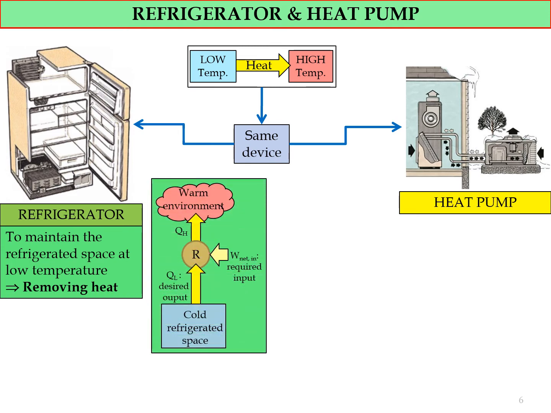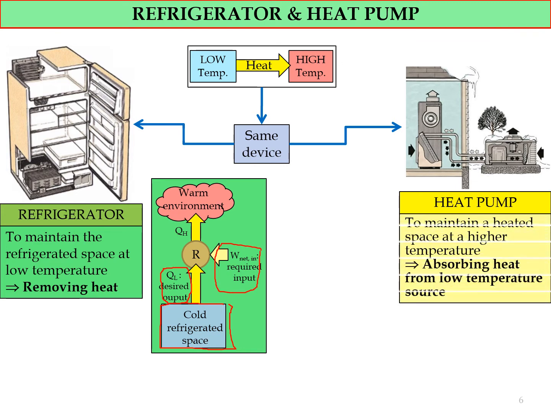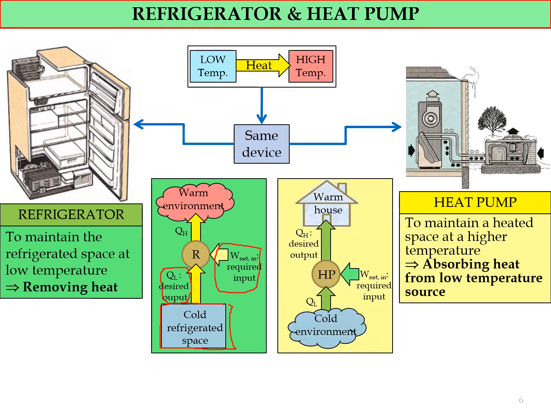As you can see here, the refrigerated space is down here, and this is the desired output, QL, with the net work in, and then the heat is transferred to the environment. Whereas the function of the heat pump is to maintain a heated space at a higher temperature by absorbing heat from a low temperature source and transferring it to the high temperature medium. This is the simplified diagram of the heat pump. As you can see here, this is the desired output, and this is the space that you want to control the temperature of, also with the net work in.